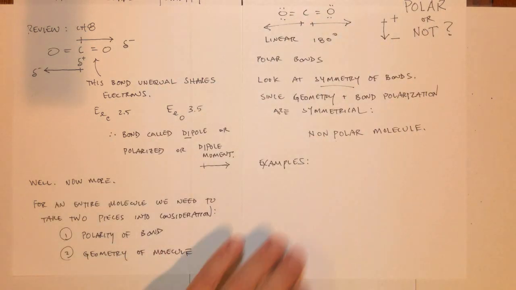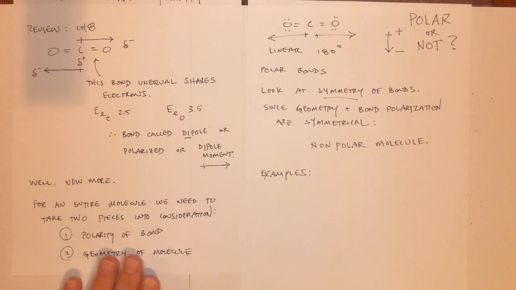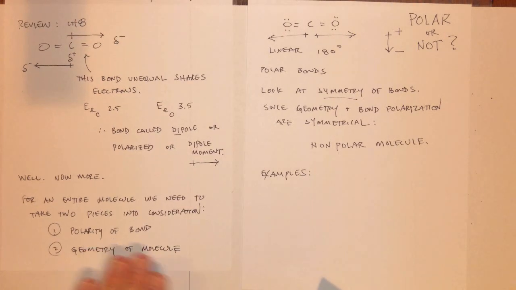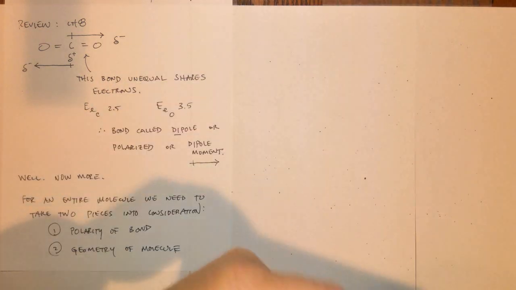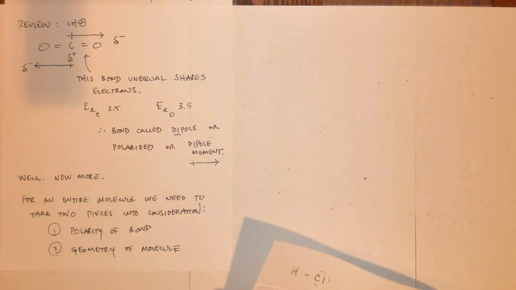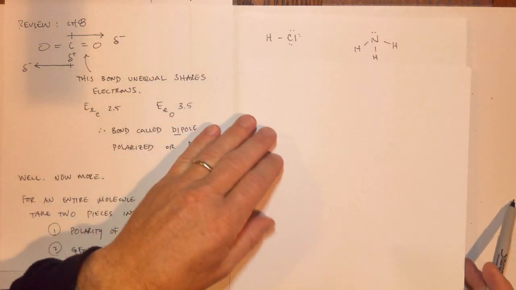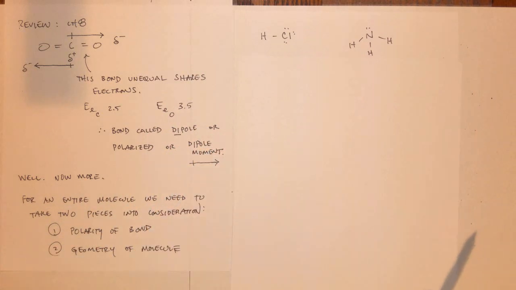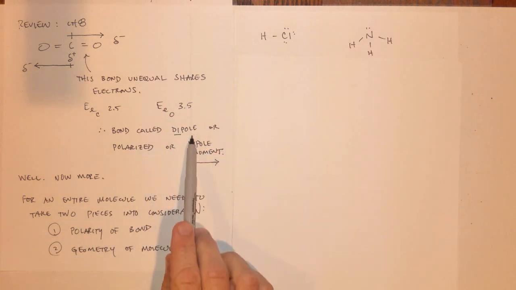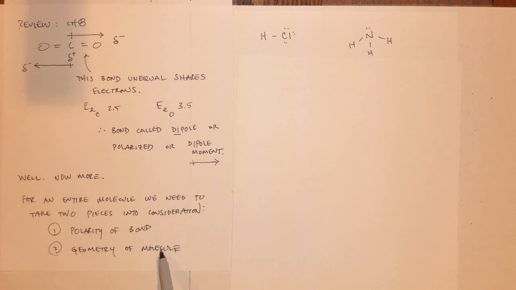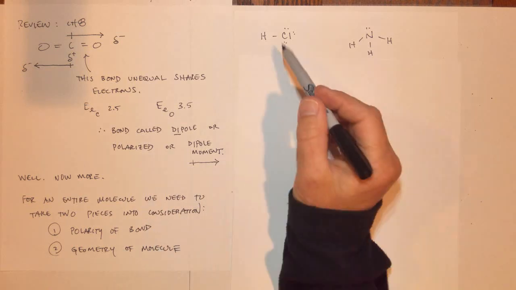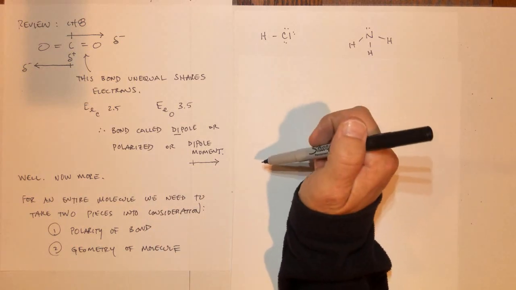So I'll take this paper and I'm going to move this one away. I'll leave these ideas up right here. And then we're going to play the game polar or not with several molecules, and we'll take a look at them from the point of view of bond dipole and geometry of the molecule. So let's look at this one first, HCl.